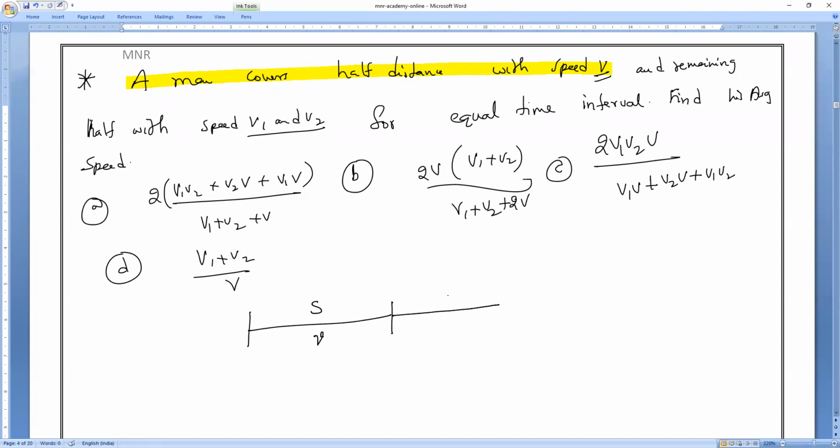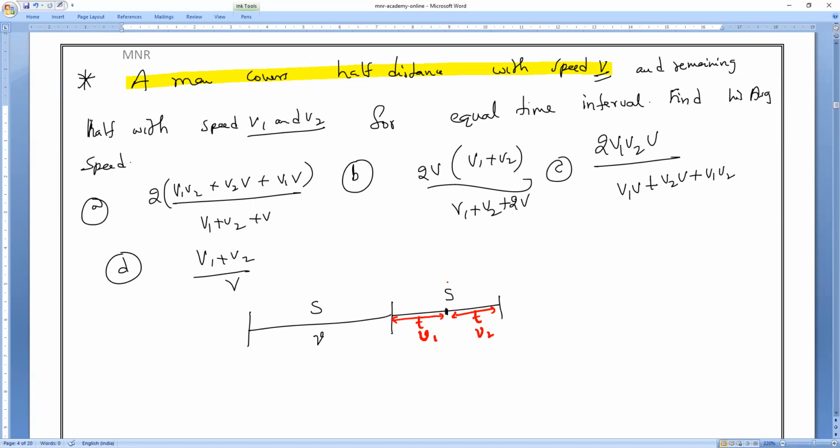Next, the entire other half distance, he traveled with the two velocities, but for equal intervals of time. Be very careful. They traveled equal intervals of time. So let me take the time as t here and t here also. From here to this point, he traveled with v1, and from here to here, finally, with v2. Am I clear?